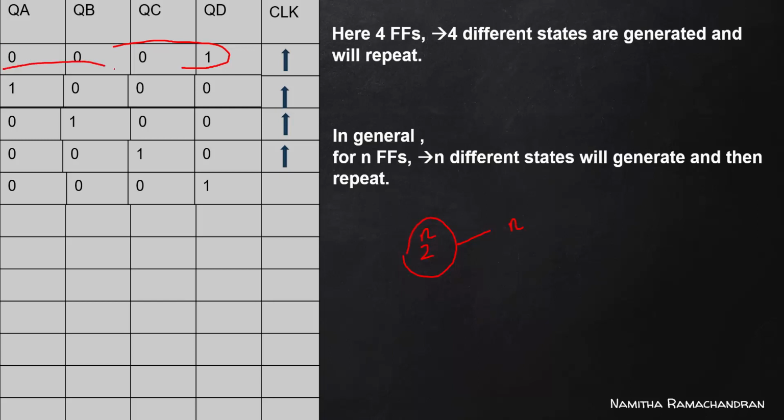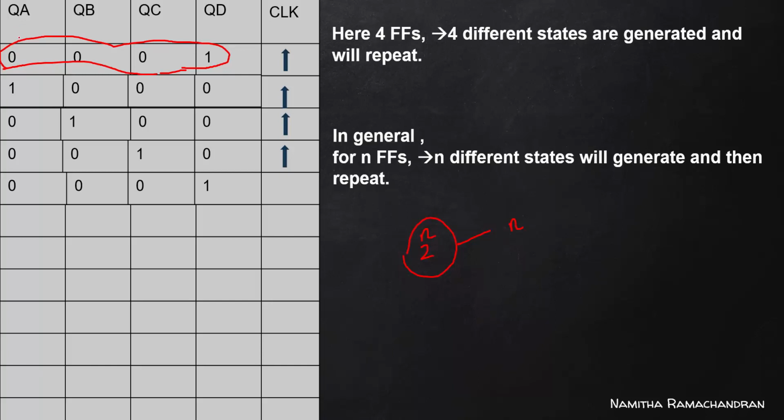Whatever value is initialized in these 4 flip-flops, based on that it will generate only n different patterns, not all the 2 to the power n patterns. If n bits are available, we can generate a maximum of 2 to the power n different patterns. That many patterns are possible using n bits. But in a ring counter, it will generate only n different patterns based on the initialized condition.